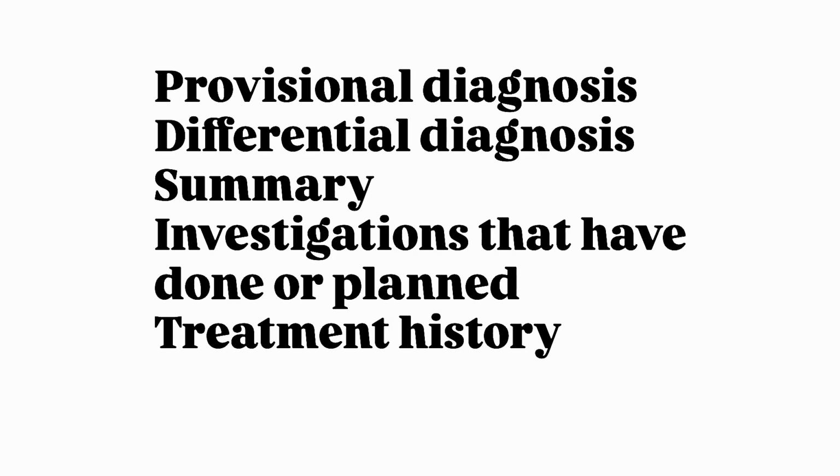After complete history taking and examination, we should mention the provisional diagnosis, differential diagnosis, and elaborate a summary of the case, the investigations that have to be planned or have been done, and the treatment that should be given or has already been given. With this, we have completed the outline of pediatric case taking, and in the next video, we'll discuss the importance of each and every step and why we should ask it, and also what questions the examiner will ask during the case presentation.